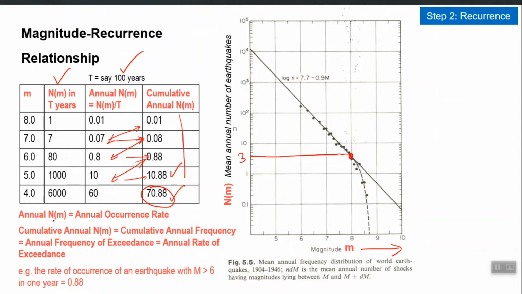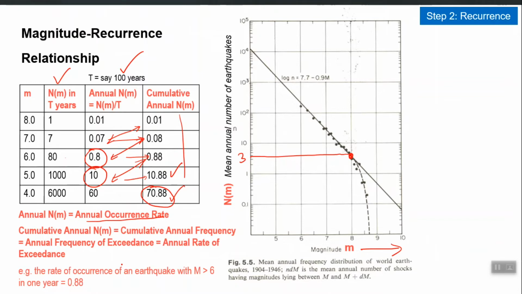So the N of M, annual N of M, the middle column, is called the annual occurrence rate. This is the number of earthquakes which have occurred per year in the past 100 years. So on average, 0.8 earthquakes of magnitude 6 occurred in 1 year. There were 10 earthquakes per year of magnitude 5 in the last 100 years. So the middle column is the annual occurrence rate.